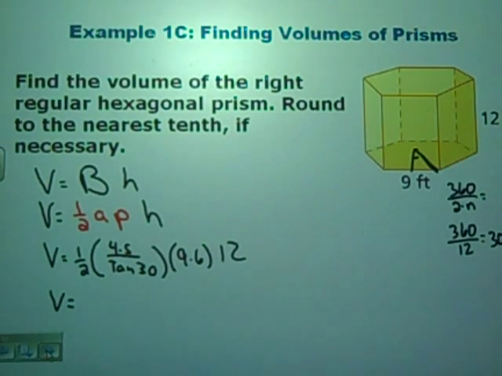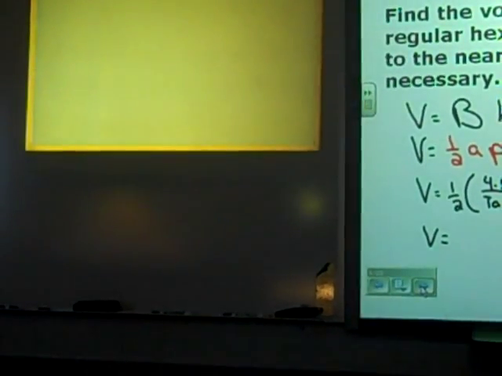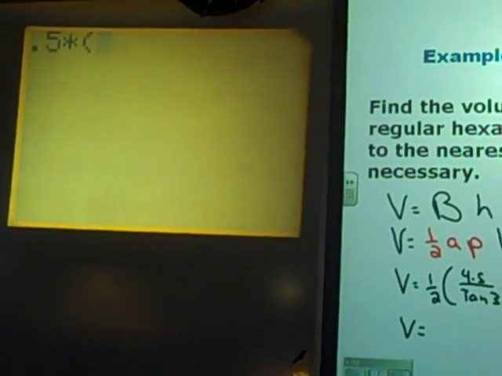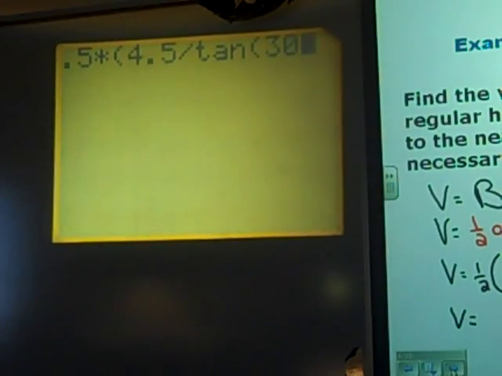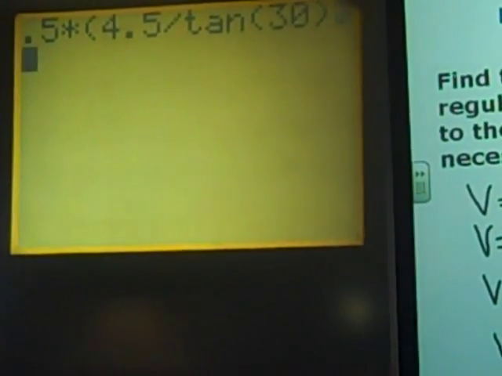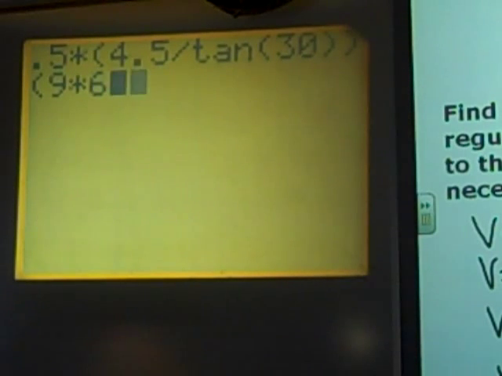Make sure you are in degree mode and you can follow along. I'm going to type all this in on my calculator. I'm going to do 0.5 times, and my apothem is going to go in parentheses, 4.5 divided by the tangent of 30 degrees. Close my parentheses. Now I'm going to do times 9 times 6 because that's my perimeter.